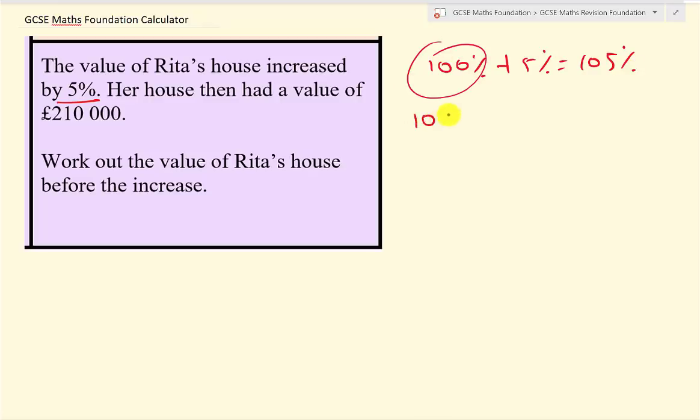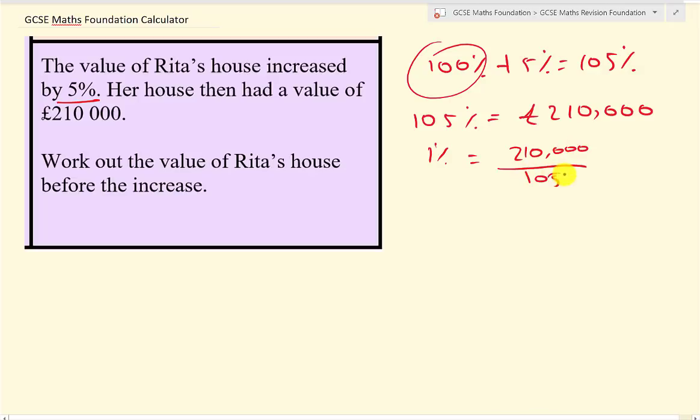So at the moment it is worth 105%, and in money it is worth £210,000. We need to work out what 100% is. So let's work out what 1% is. So we're going to do 210,000 divided by 105. That will give us 1%. And if we times this by 100, that will give us the previous price, which was before the increase. So 210,000 divided by 105 times by 100.